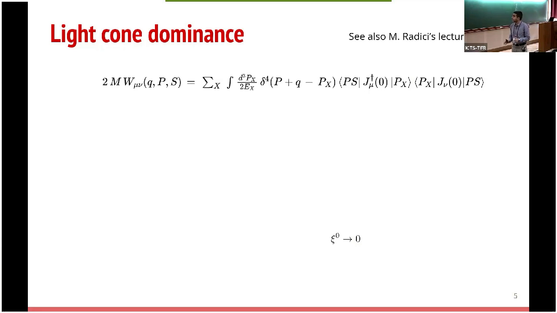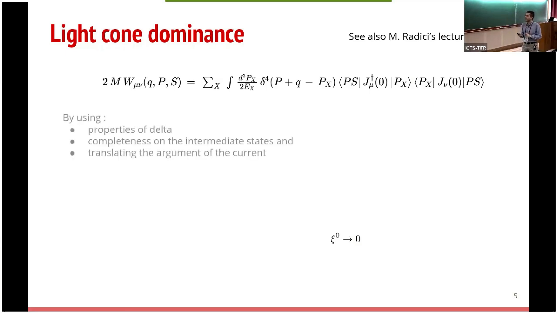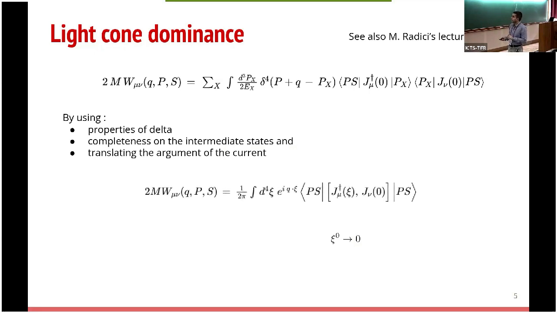The tool that we have at our disposal in order to study the hadronic tensor, at least in this context, in this room, is the operator product expansion that Marco Radici introduced in his lectures. If you use the properties of the delta distribution, the completeness of the intermediate states |Px>, and translational invariance of the arguments of the currents, you can rewrite the hadronic tensor, written in this form, as the expectation value on the hadronic states of a commutator.